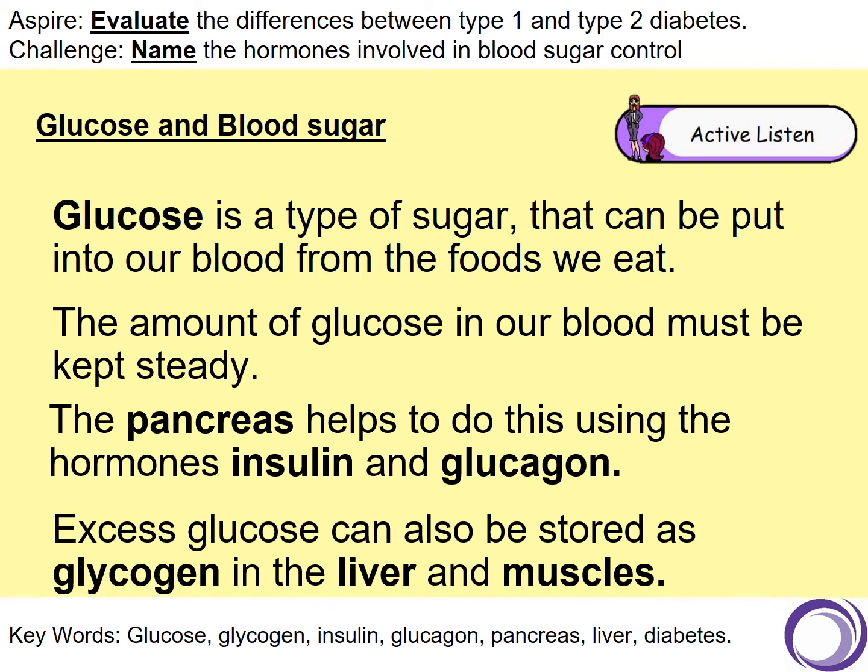Any excess glucose, that's extra to what we need at the time, can be stored as a chemical called glycogen, and that's stored in our liver and in our muscles. So the insulin causes the glucose to be turned into glycogen and stored, and the glucagon causes it to go back the other way when we need more glucose in our blood for respiration.